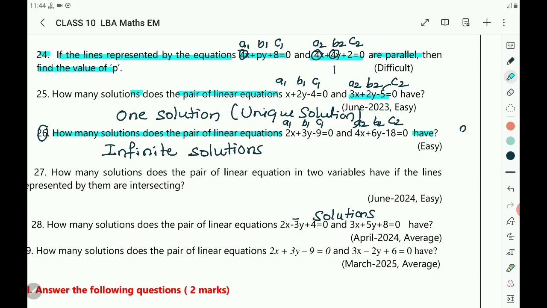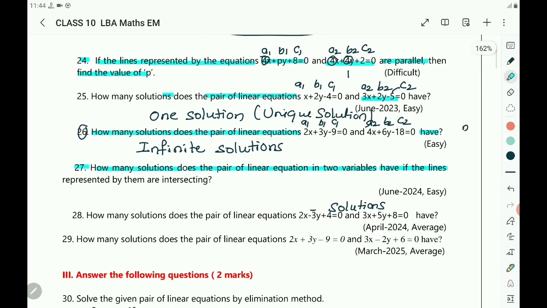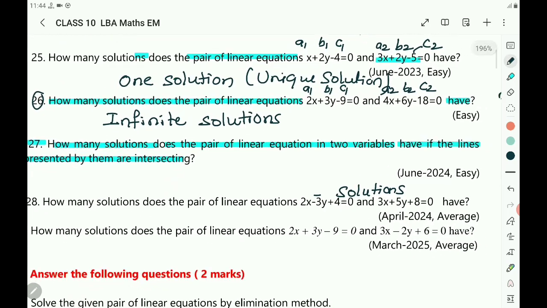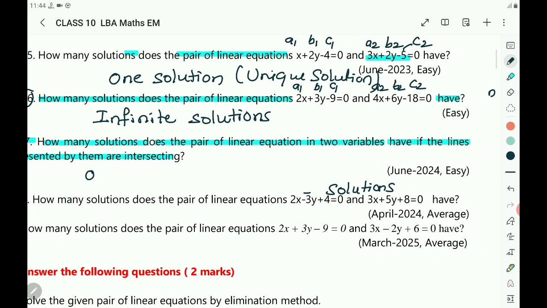The next one, question number 27. How many solutions does the pair of linear equations in two variables have if the lines represented by them are intersecting? Intersecting lines have a unique solution, one solution. a1 by a2 not equal to b1 by b2 and they have only one solution. One solution, or you can write unique solution.